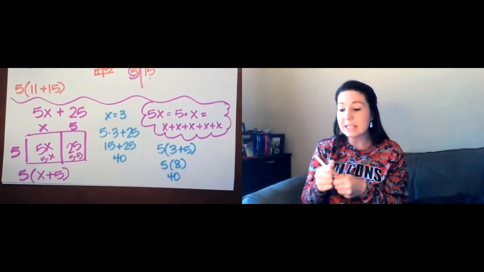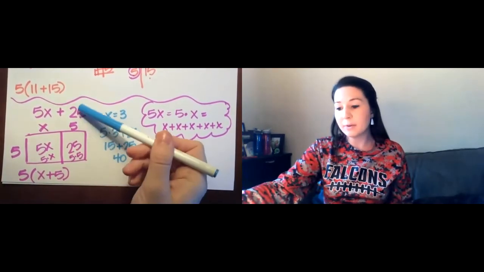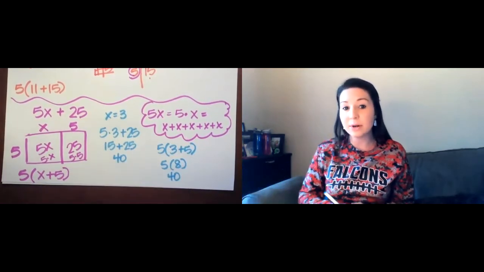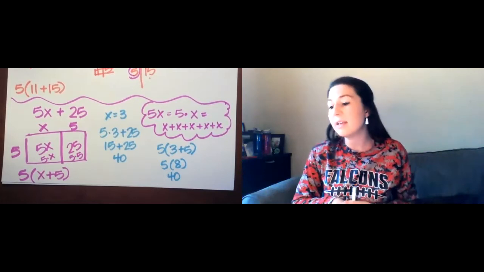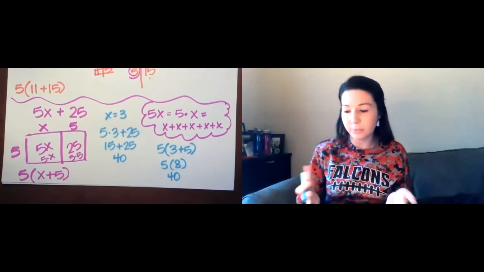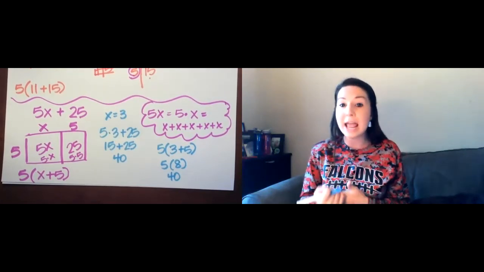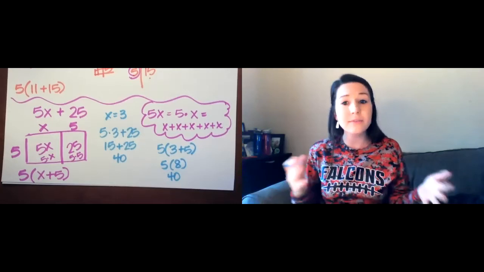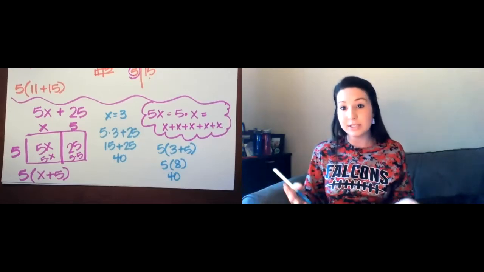So if we did this correctly, if we correctly use the distributive property from here to here, then our answers should be equal for any value of x. If I said x is 500, then our answer should be equal. If I said that x is 0, our answer should be equal for any number, even for a fraction or a decimal, for any value of x. These two expressions need to be equal.